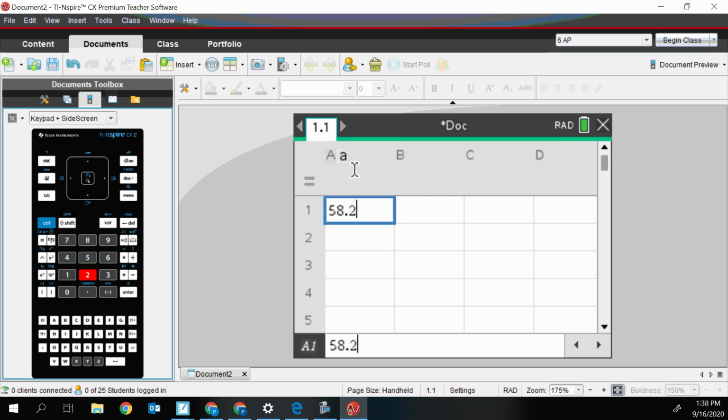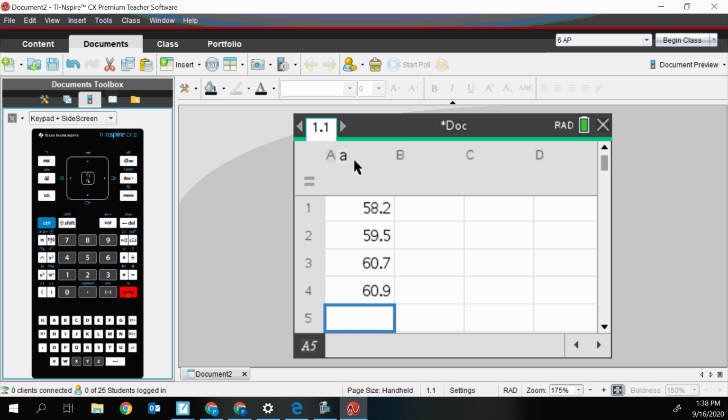So we'll put in 58.2, hit enter, 59.5, 60.7, 60.9, 61.9. Now, one of the most common errors I see is when a value is listed twice. So notice there's another 61.9. Then we got 2 62.2s. 62.4, 62.9, 63.9, 63.1, and 63.9.